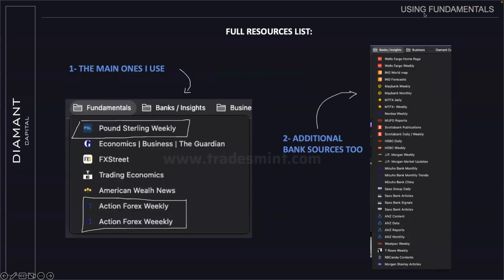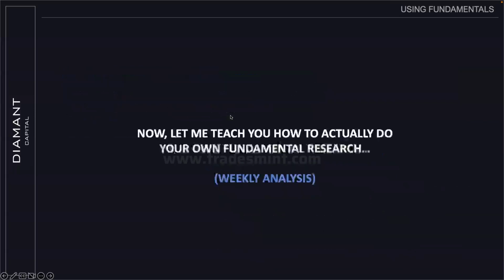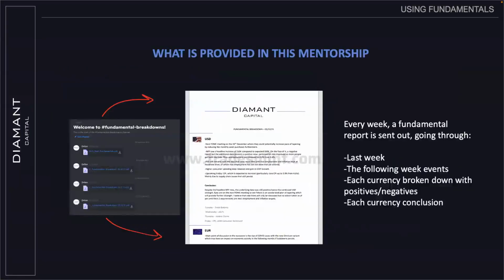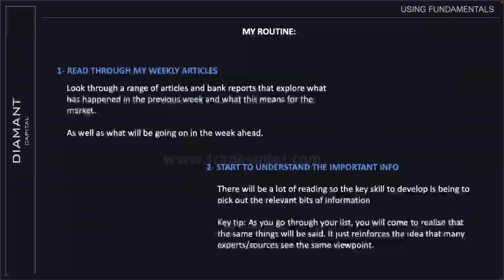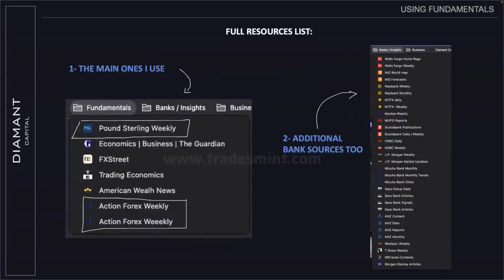Then, in terms of the full resources that I've been talking about, for all of this report that I do use, of course, I use the same resources every single week because they've become reliable for me and I know that it works. The resources that I would definitely recommend, the main ones that I use are Action Forex Weekly, and then Pound Sterling Weekly as well. These two I would generally say are some of the best resources that I do use. And then from that, there's also more resources.